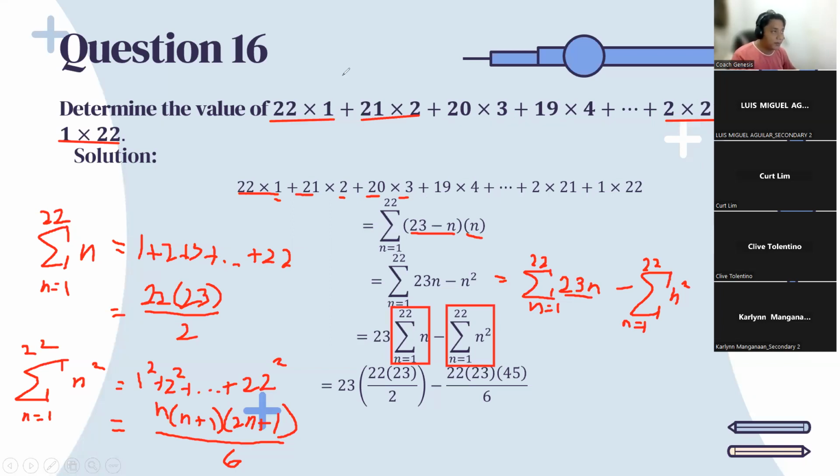Okay. So next, simplify. You'll have 5,819 minus 3,795. That is equal to 2,024. Oh, nice value. So the answer for number 16 is 2,024.